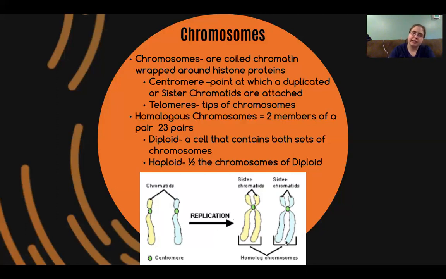Diploid is a very important term to know. It is when a cell contains both sets of chromosomes. In other words, it has the full set. For humans, that means that every cell that is diploid has 23 pairs of chromosomes, so it has all 46, as opposed to haploid, which is half the chromosomes of diploid. So a diploid cell would have both the yellow and the blue in it because it has the pairs. A haploid cell would have either the yellow or the blue, but not both of them. So it only has one of each chromosome.